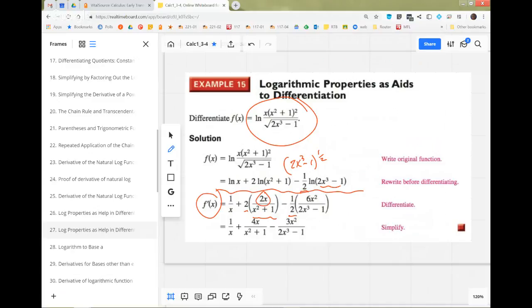So whenever you have a natural log problem or a log problem, you see that was a natural log problem up there, you want to use log laws to simplify it before you do a derivative. And that's what we did up until the wavy line there. The rest of this is just algebra simplification. 2 times 2x is 4x. Negative 1/2 times 6x squared is 3x squared. So not much going on in that last line.